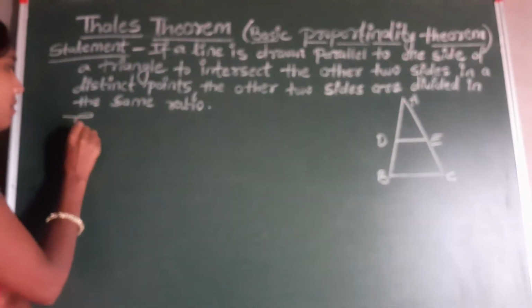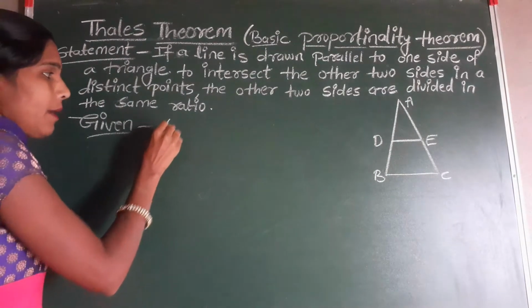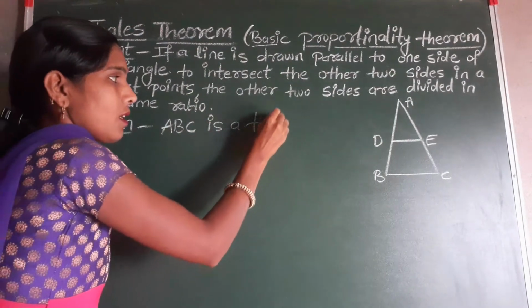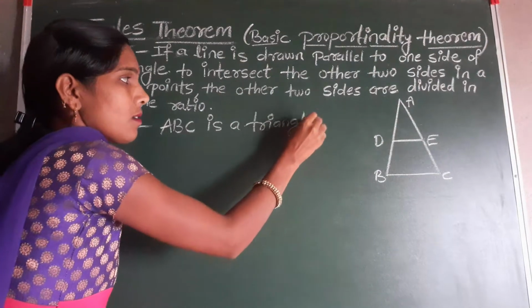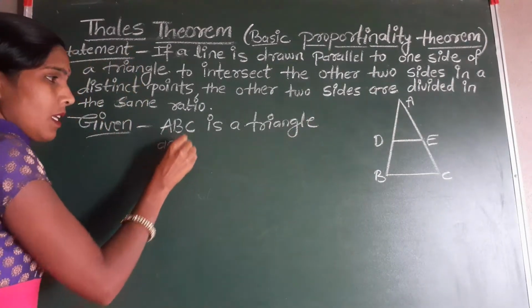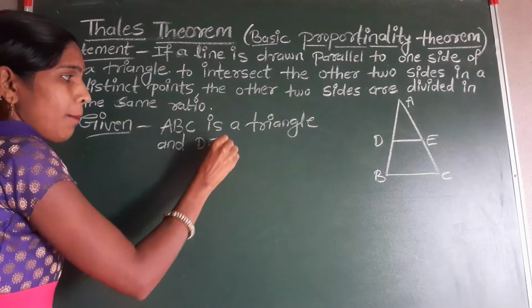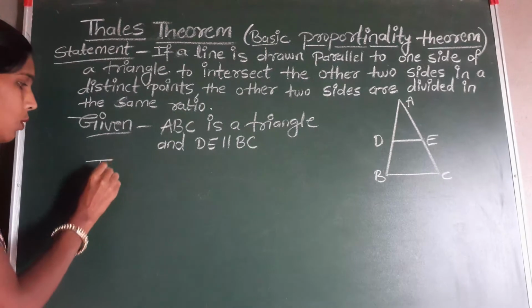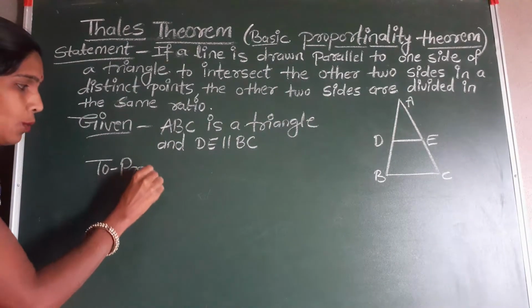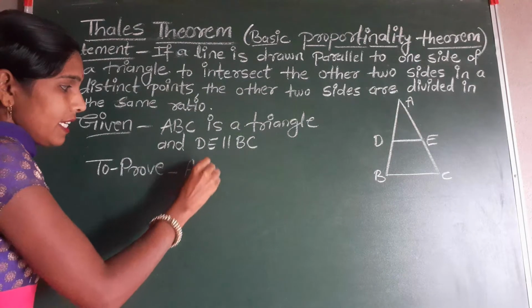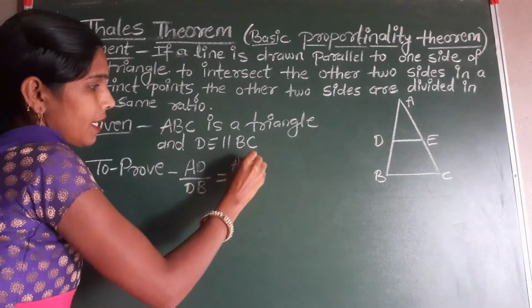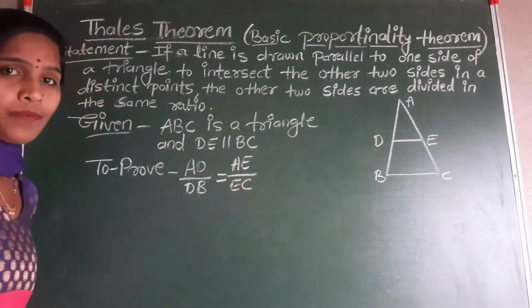Given. What is given here? ABC is a triangle and this DE is parallel to BC. To prove, what we have to prove here? To prove AD divided by DB is equal to AE divided by EC.